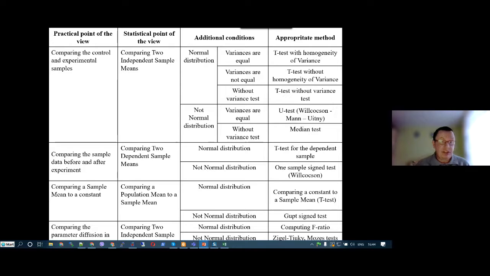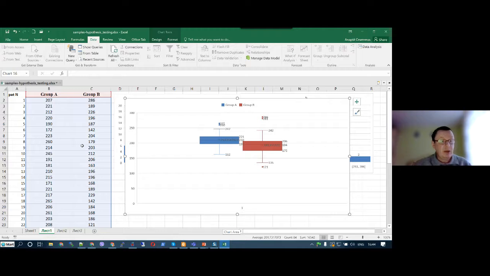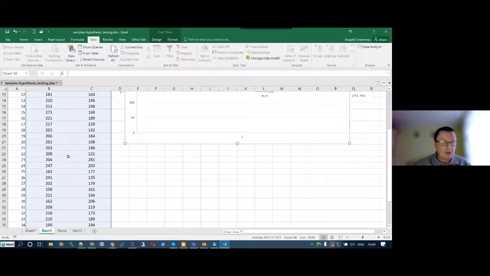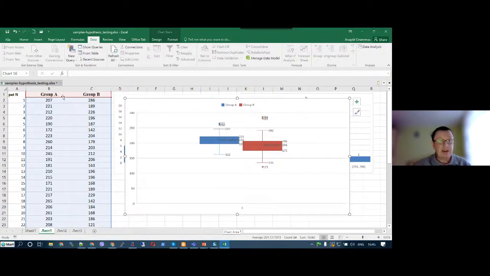Again, depending on our data and the aim of our study, what do we have? Is it comparing, do we have a control and experimental sample, or comparing the sample before and after an experiment? We talk about comparing two independent sample means or two dependent sample means. We refer to data that has already been used for illustration. If we have 41 patients in two groups, and we refer to group A as control and group B as experimental, we talk about comparing a control and an experimental group.